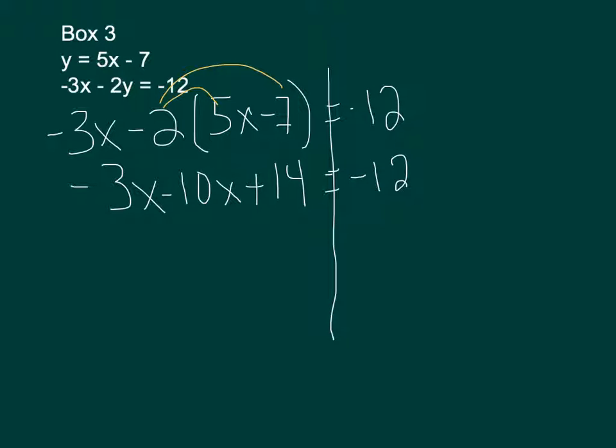Now, we're going to combine our like terms. We have a negative 3x and a negative 10x. So in your calculator, you do negative 3 plus negative 10. You get negative 13x plus 14 equals negative 12. Now, this is now just a two-step equation. Get rid of the positive 14, we do negative 14 on both sides.